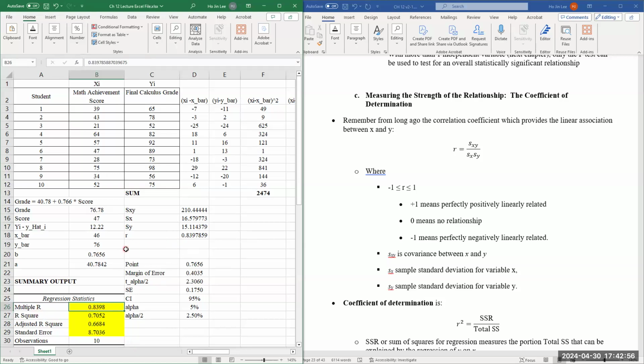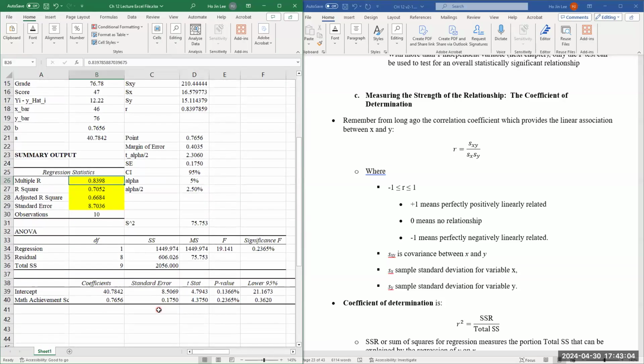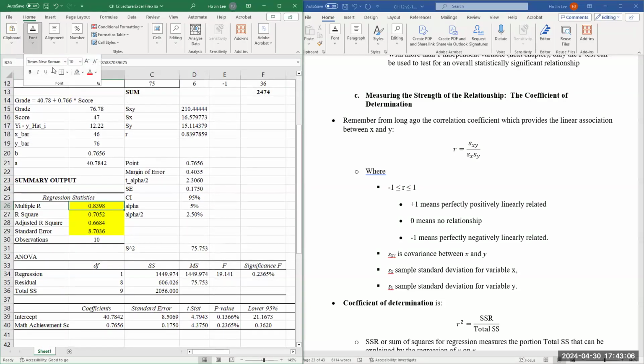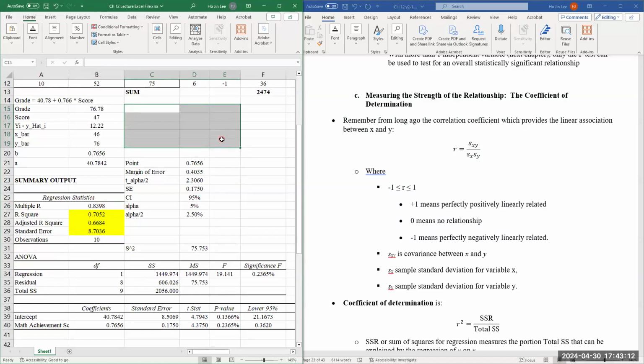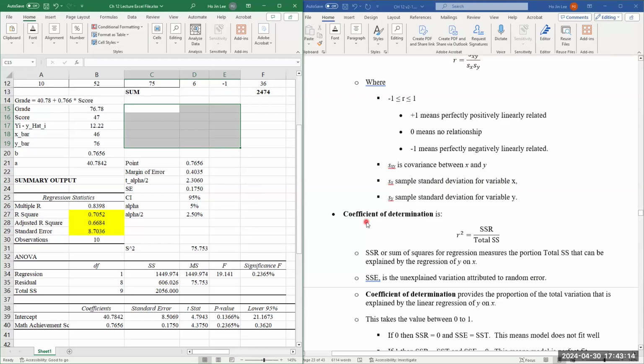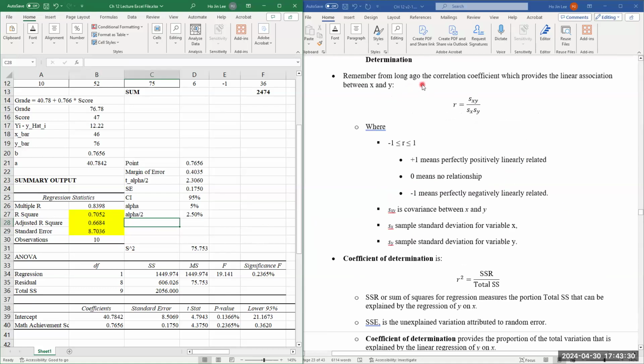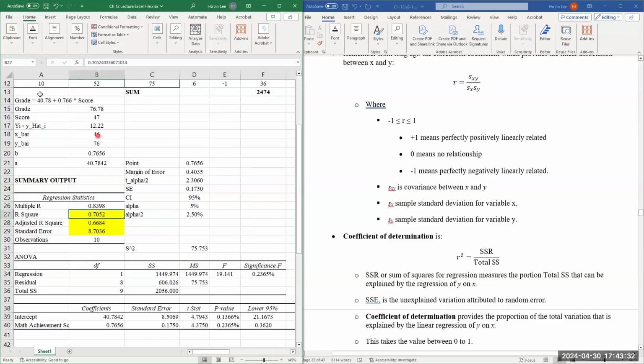Multiple R is just a complicated way of saying it's R. We have R calculated right here. Let me clear this. Well, the coefficient of determination is R squared. Is it just R squared? Yep, that's what R squared is. It's just the correlation coefficient squared. And there it is right here.